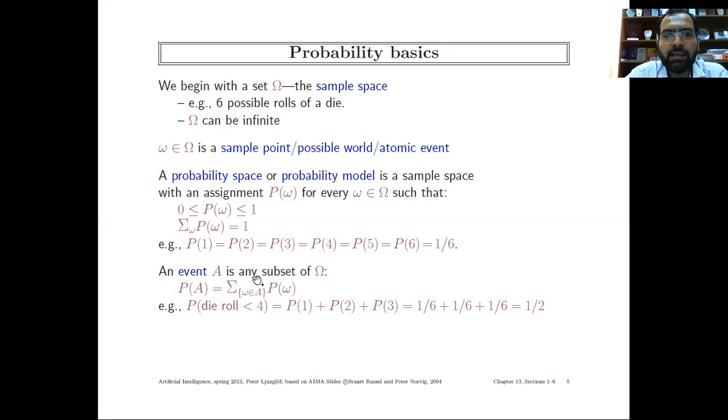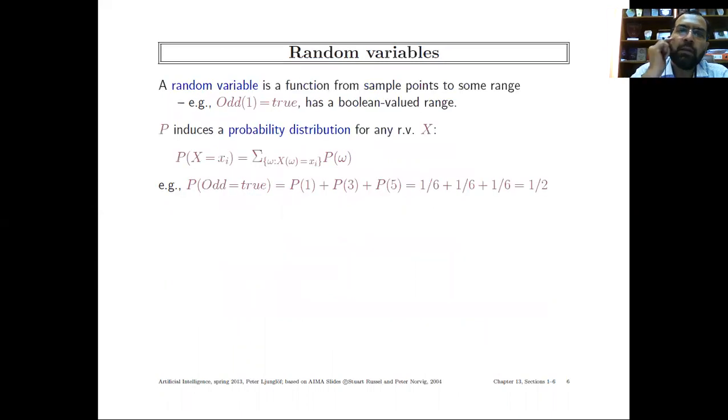So an event A is a subset of sigma, where P(A) is the summation over w belonging to A of P(w), for example the probability of a die roll less than 4. Less than 4, there are only 3 possibilities, P1, P2, and P3. So that is equivalent to 1 upon 2. So you can say with confidence that there is a 50% chance that whenever you roll a die, it will be either 1, 2, or 3.